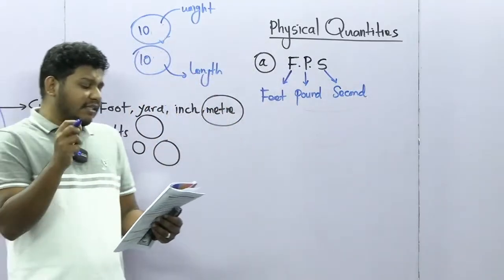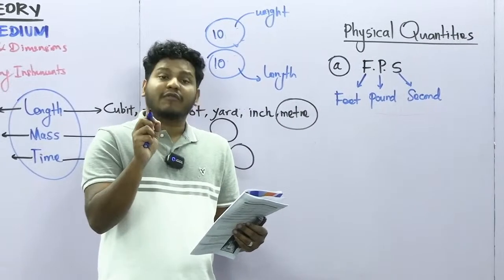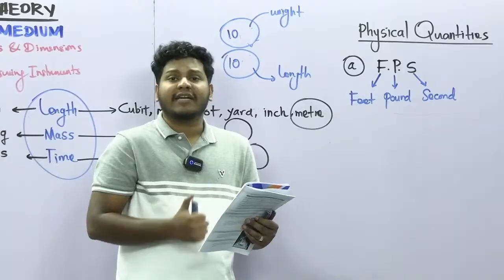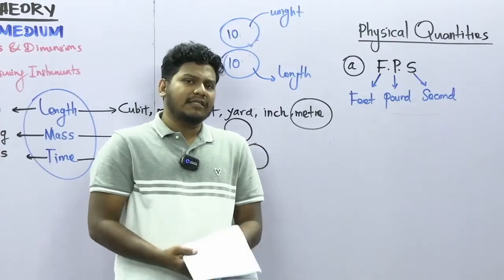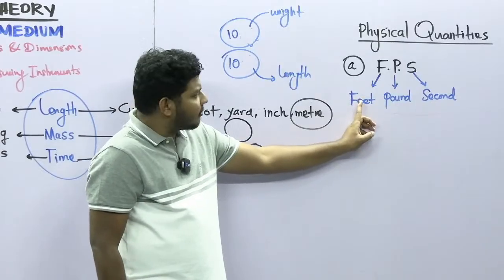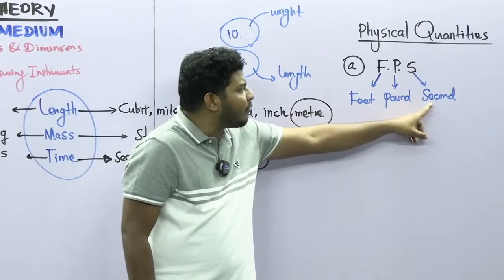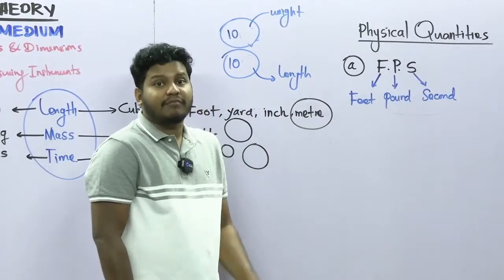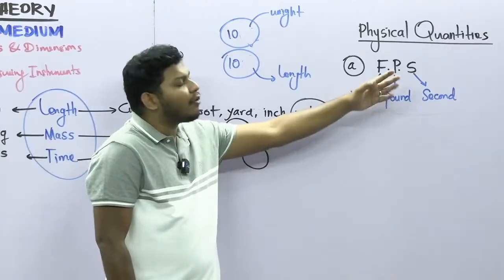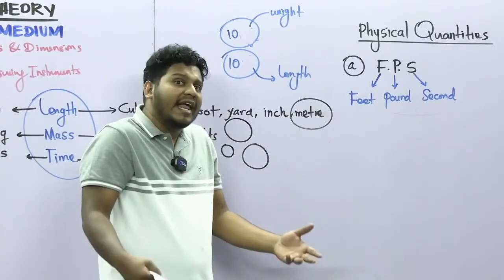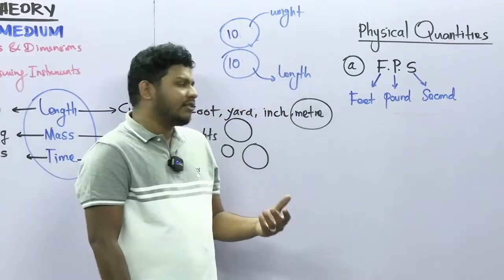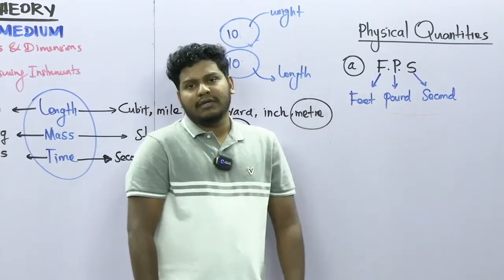Many countries, including England, use the system of feet, pound and seconds to measure length, mass and time respectively. So in England they use feet for the length, pound for the weight, and second for the time. Normally they still use feet and pound in England.